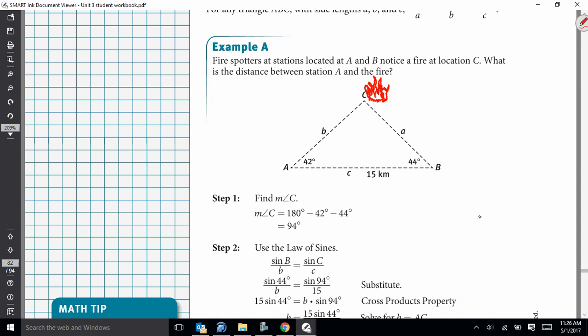All right, so we have our fire at sea. People at fire station A see it, and they're looking at it at an angle of 42 degrees, and the people at station B see it at an angle of 44 degrees. And we know the distance between station A and B is 15 kilometers, and we want to figure out how much fuel does station A need to put in their fire truck to get to the fire, and how much fuel does the fire truck need at station B to get to the fire.